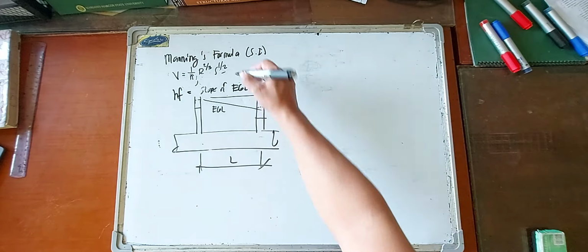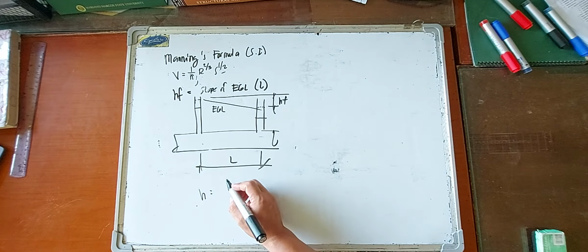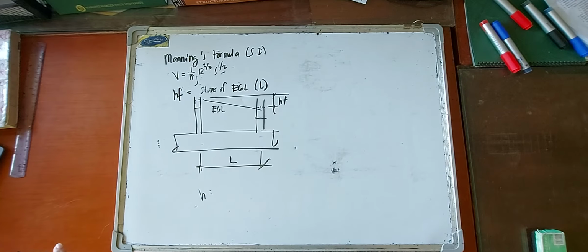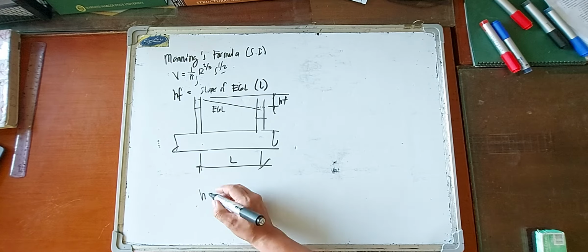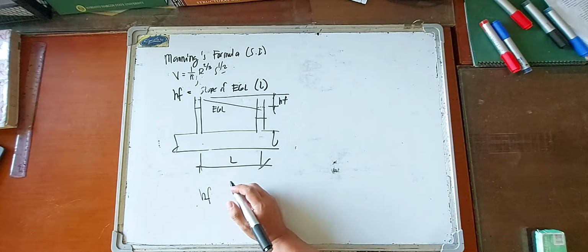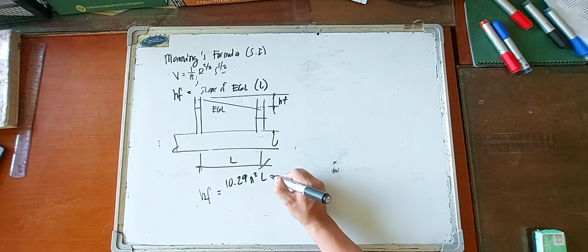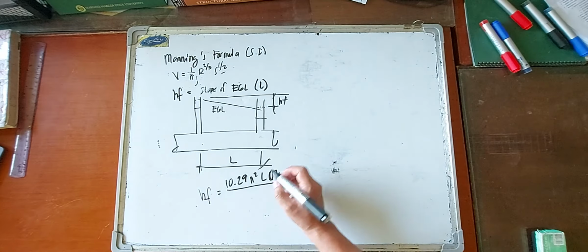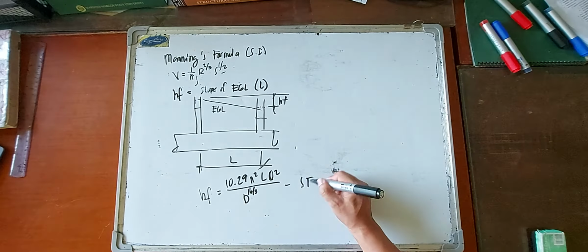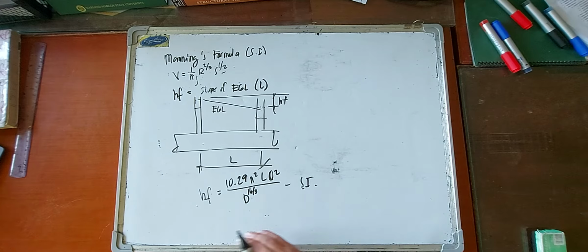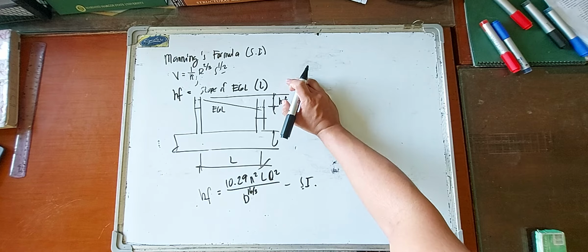If that is the case, using this formula, we will arrive at this formula, the detailed derivation would be in your modules. So that will be equal to the head loss in terms of discharge is equal to 10.29 n squared L Q squared over D raised to 16/3. This is for the SI. Derive ito using the SI system. So ganun. That's how we compute for the head loss.